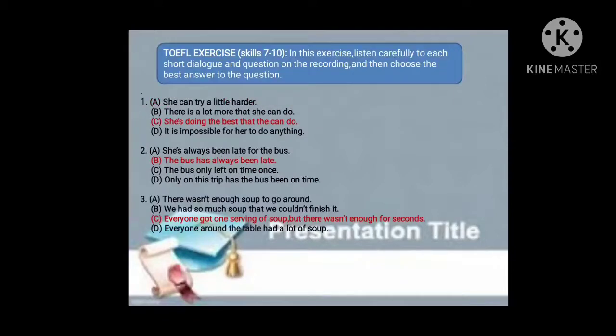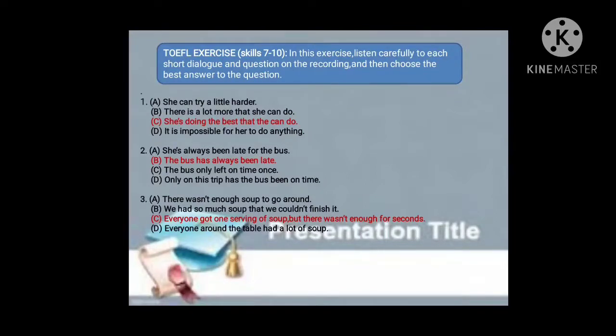TOEFL exercise, skills 7 through 10, page 53. In this exercise, listen carefully to each short dialogue and question on the recording, and then choose the best answer to the question.